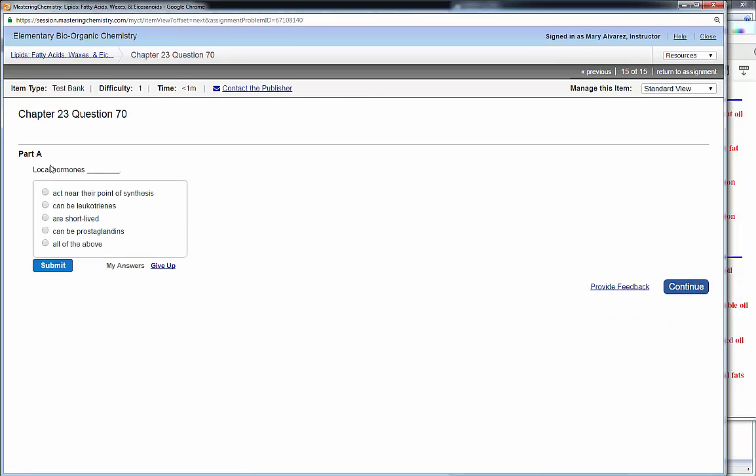And finally, what do local hormones do? Oh, that's what I just said. Act near their point of synthesis. They can be leukotrienes. Those are some local hormones. They are short-lived because they act right where they are synthesized. Prostaglandins are also another category of local hormones. So we better say all of the above. Good thing I didn't hit submit as soon as I saw the first answer.